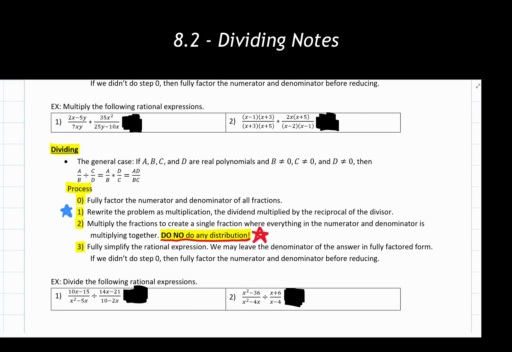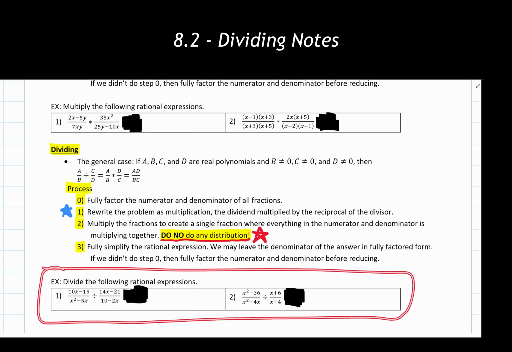Now I will note, you do have the option with the division process. This step 0 can be done right after step 1, right before step 2, if you'd like. You will eventually have to fully factor the numerator and the denominator. It's just a matter of where in this process you want to do that. So you do have a little bit of flexibility there. But I would recommend you write this process down for yourself, so you can reference it as necessary. And we're going to jump over and take a look at the 2 examples that we have written down here.